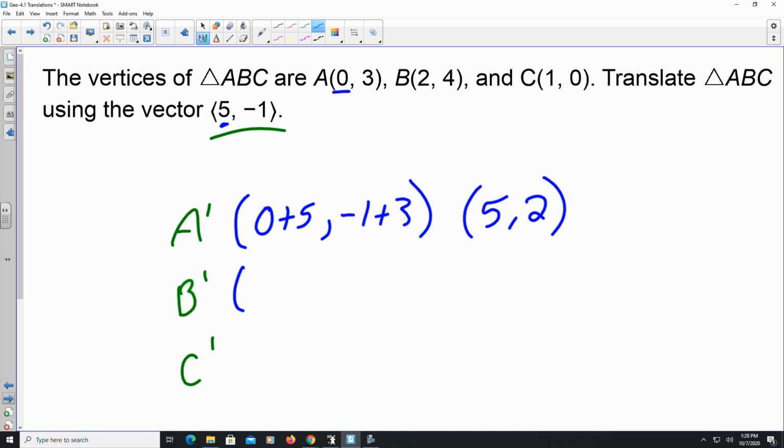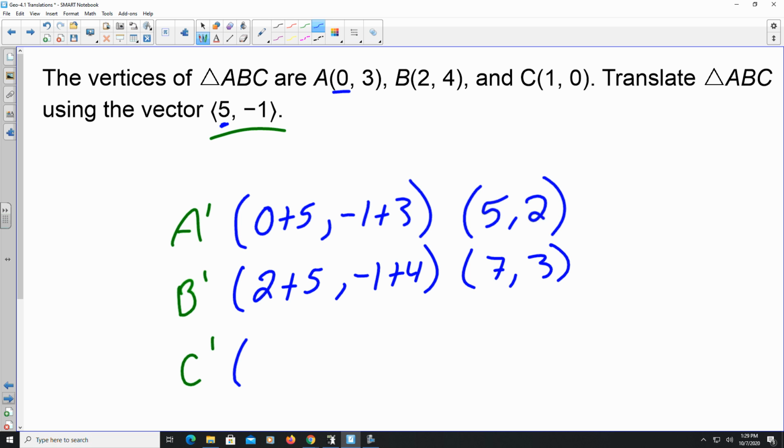Looking at B prime, I'm going to have 2 plus 5, because I had 2 there, comma, -1 plus 4. Add those together, I get 7, comma, 3. And then finally, looking at C prime, it's going to be 1 plus 5, comma, negative 1 plus 0, which gets us a value of 6, comma, negative 1. So here are our new coordinates. We didn't change the size and shape of the figure. We just moved it to a different spot in the coordinate plane.